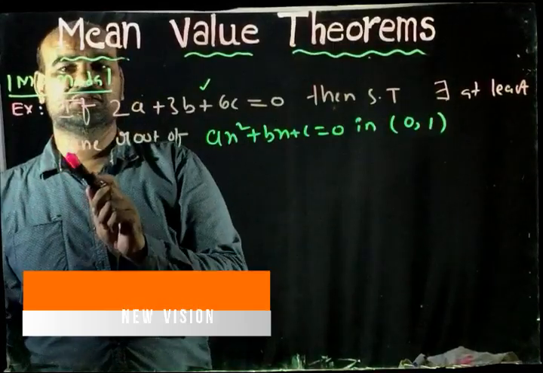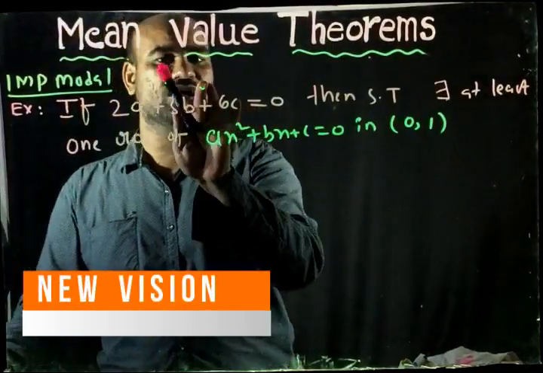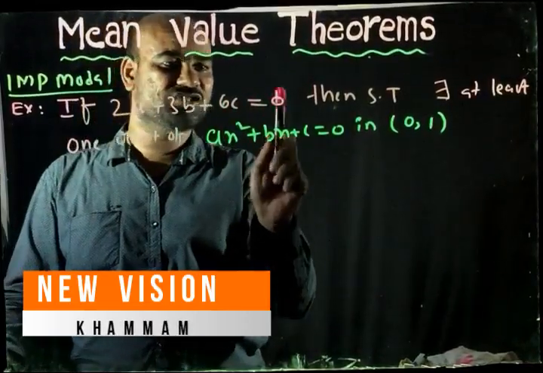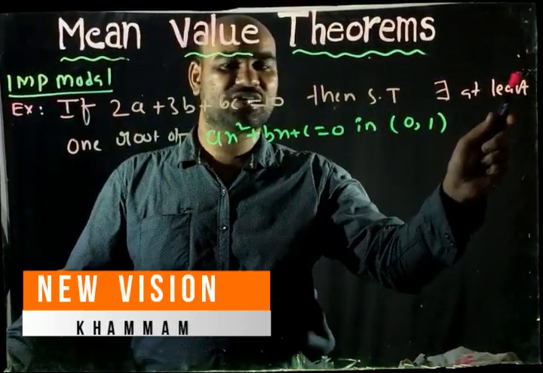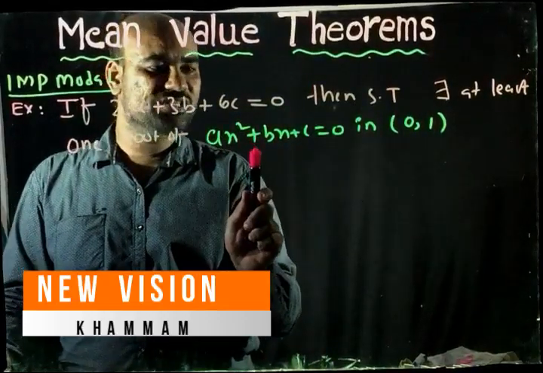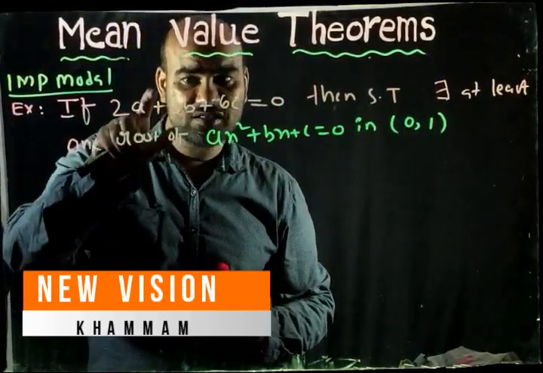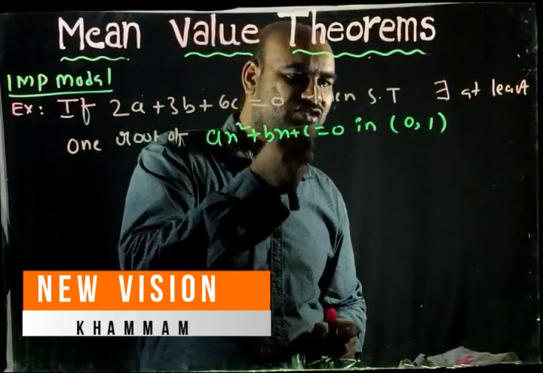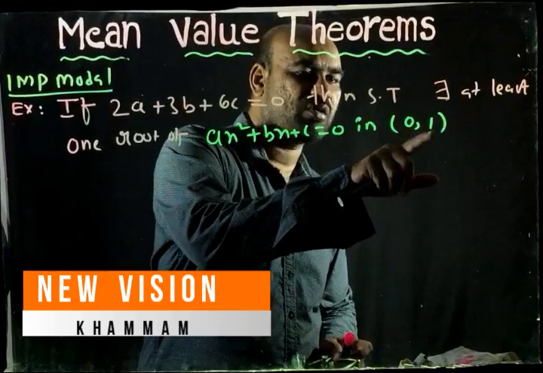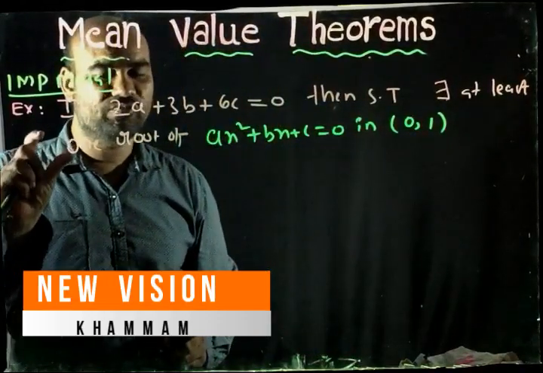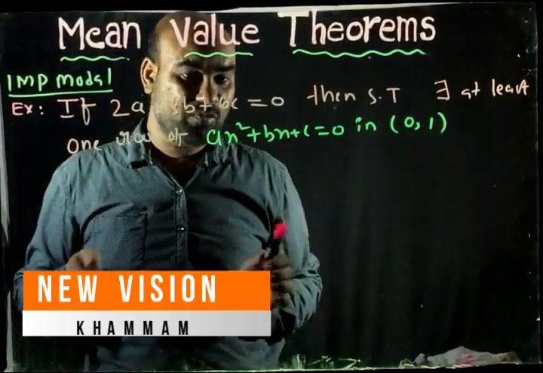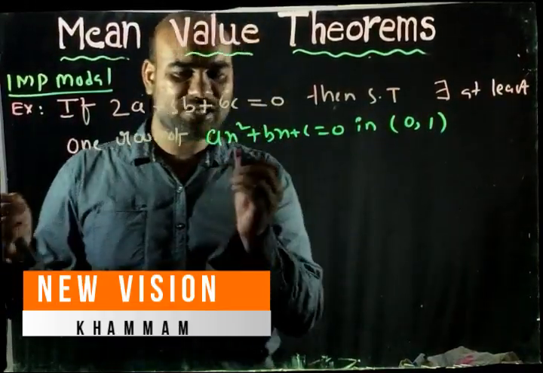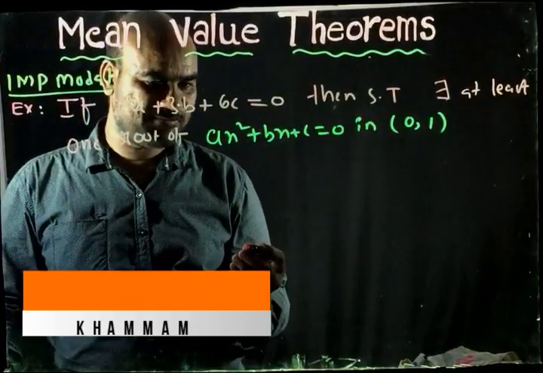This is an important model in RMVT. If 2a plus 3b plus 6c equal 0, then show that there exists at least one root of this equation in this interval. Under this condition, this equation will have at least one root in the interval 0, 1. By using RMVT only, you can do this. But we need an integration concept. Okay, I will explain the meaning of integration.